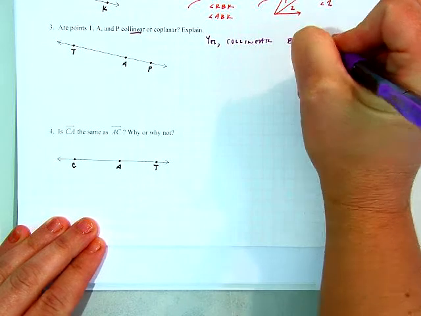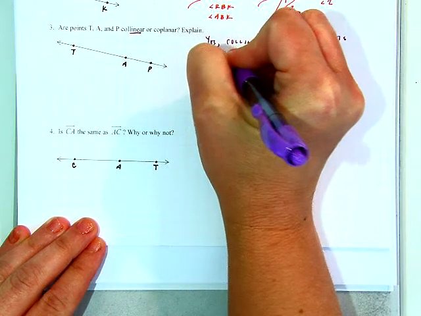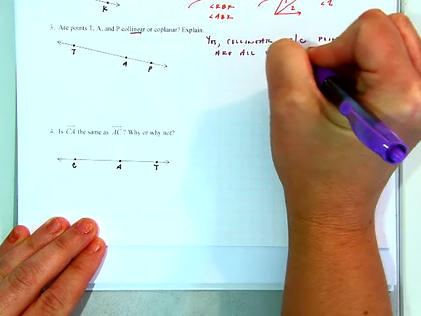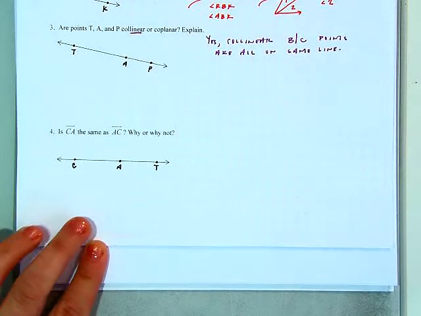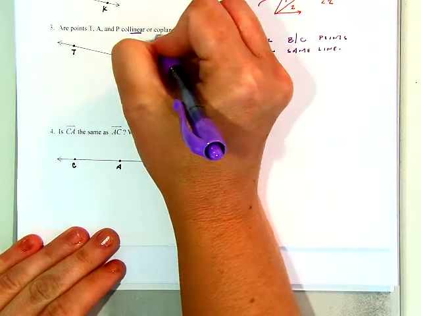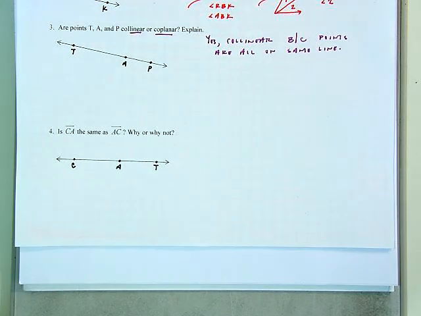Because points are all on the same line. Okay, so absolutely collinear. Points are on the same line. What about coplanar? It also has the word "plane" built into it. So are the points on the same plane?